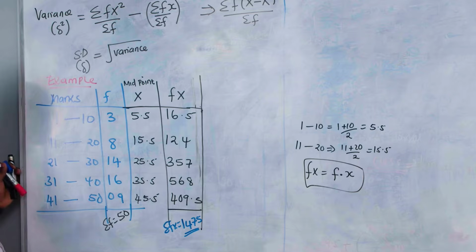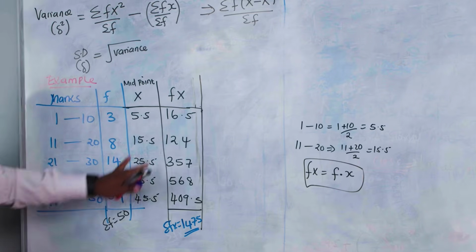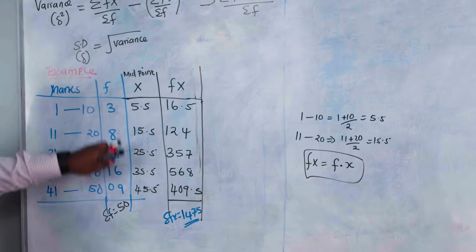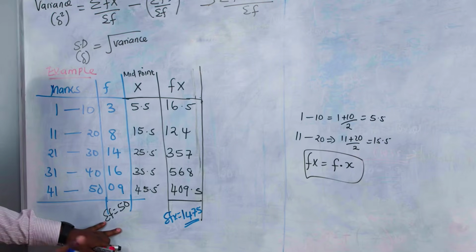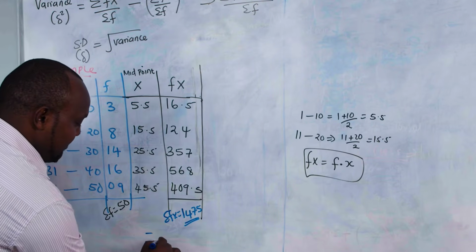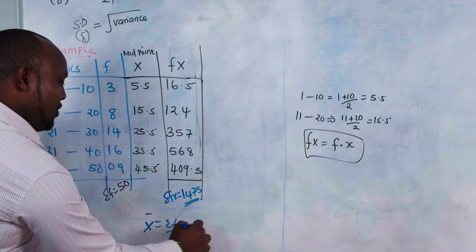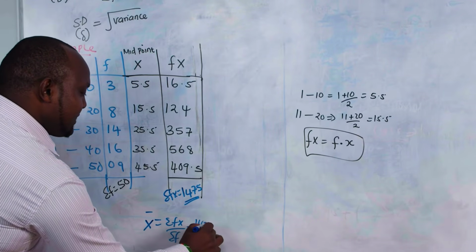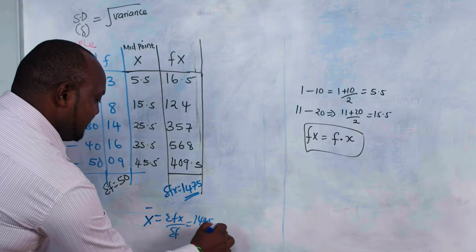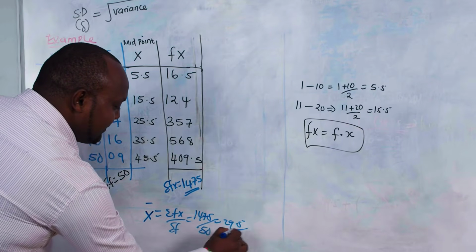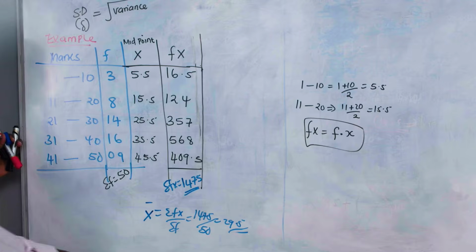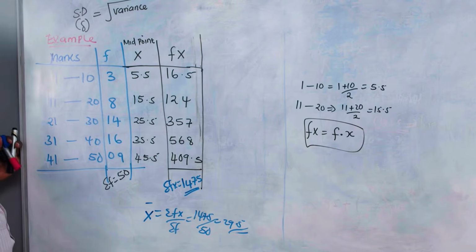As you remember, when you are getting mean, it was just the total of f of x over total of f. Remember, I showed you how we get the mean. It was summation of fx over summation of f. So it could just be 1475 over 50, which I think will be 29.5. So that's how you are getting the mean. But today we are focusing on variance and standard deviation.